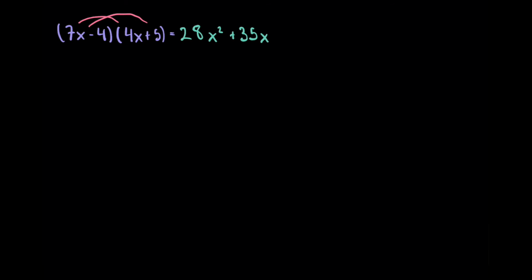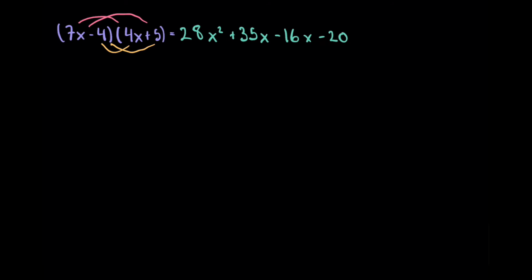Moving on, we have negative 4 times negative 4x. Negative 4 times 4, that's negative 16. And then we have the x, so negative 16x. And finally, we have negative 4 times plus 5, and that just gives us negative 20. All right, perfect. We have successfully expanded this expression.